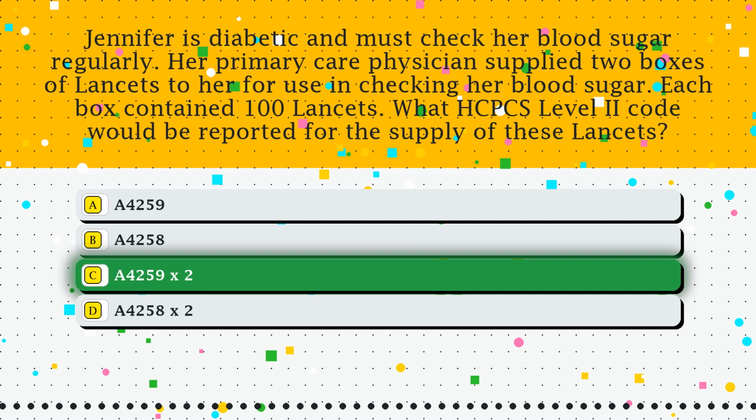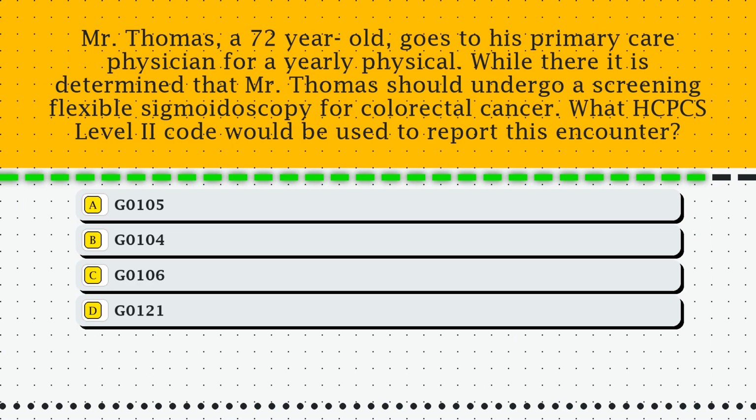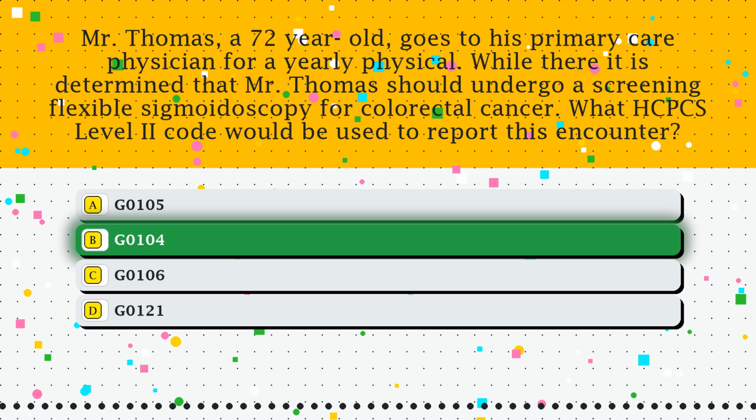The correct answer is option C, A4259X2. Question 178. Mr. Thomas, a 72-year-old, goes to his primary care physician for a yearly physical. While there it is determined that Mr. Thomas should undergo a screening flexible sigmoidoscopy for colorectal cancer. What HCPCS Level 2 code would be used to report this encounter? Option A, G0105. Option B, G0104. Option C, G0106. Option D, G0121. The correct answer is option B, G0104.